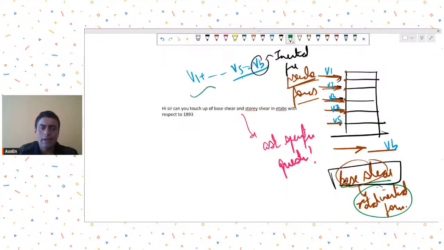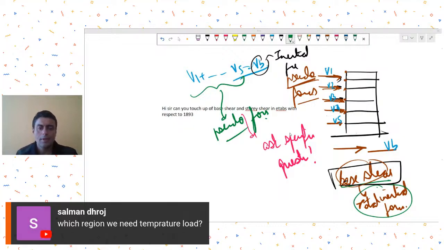Then we are distributing it to all the story levels, and these are imaginary forces or pseudo forces. So what we are distributing at story levels, we are calling story level forces. Summing them up will give you the total base shear.